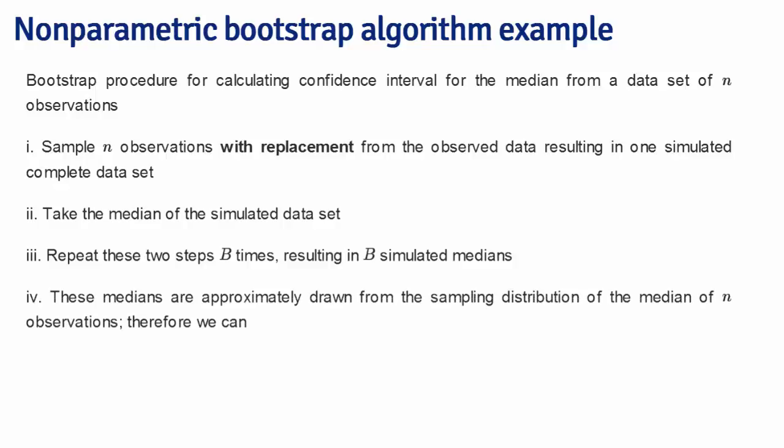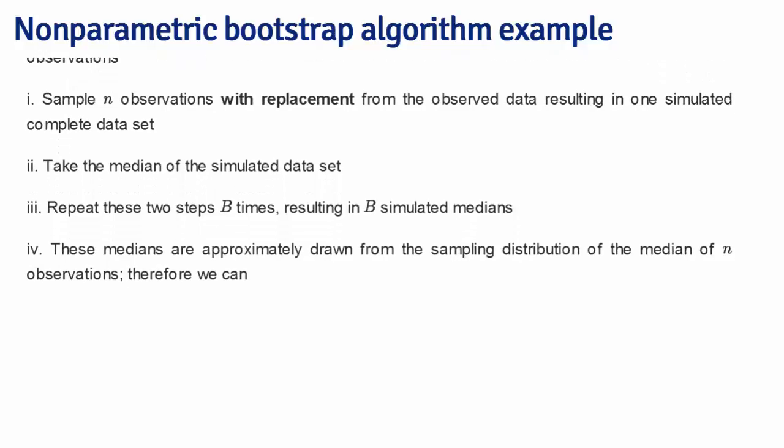The medians that you get from this process are approximately drawn from the sampling distribution of the median of n observations. We're really approximating the population distribution, but that's okay. There's a lot of theory that shows that the Bootstrap actually works.